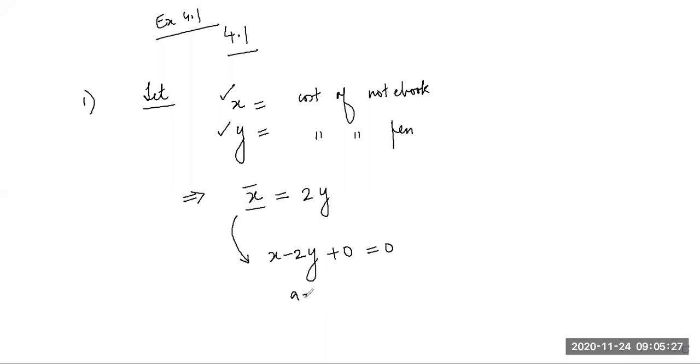Here A is equal to 1, B is equal to minus 2, and C is equal to 0. That's great. It's really good. Very nice. Let's take another example.